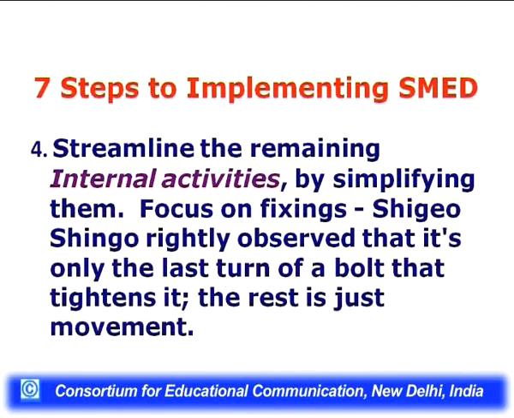Fourth step, streamline the remaining internal activities by simplifying them. Here we are suggesting you simplify the identified internal activities, focus on fixings. Shingo rightly observed that it is only the last turn of a bolt that tightens it; the rest is just movement. When we are tightening the bolt, we give 5-6 rounds before it gets tightened. These 5-6 rounds do not have any meaning till we tighten it in the last round. So the last round is the round which tightens the bolt.